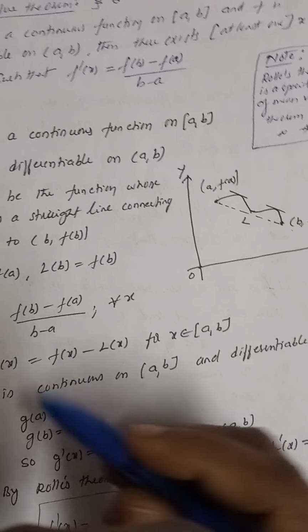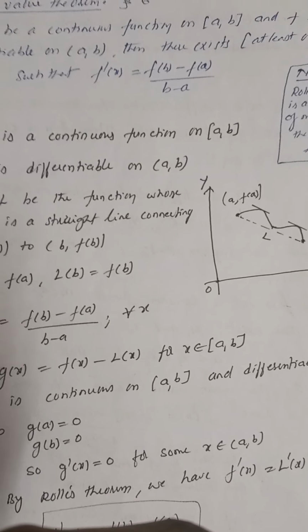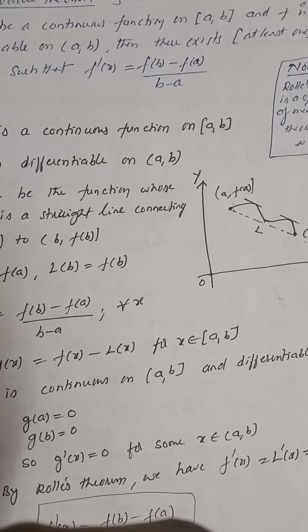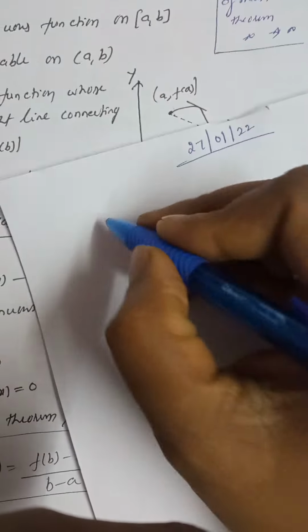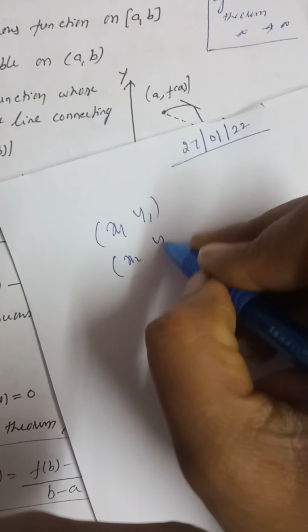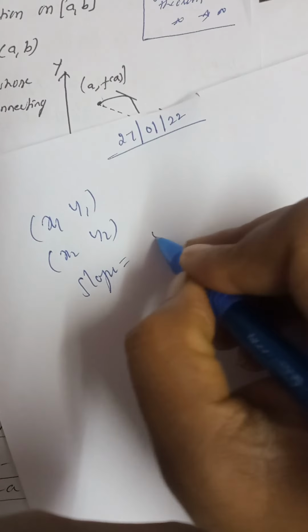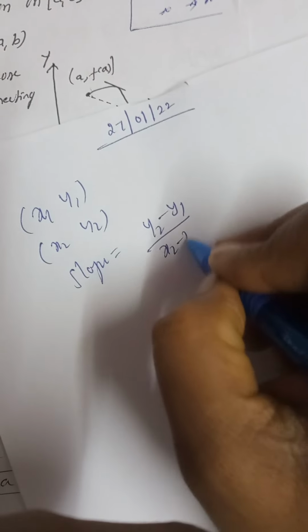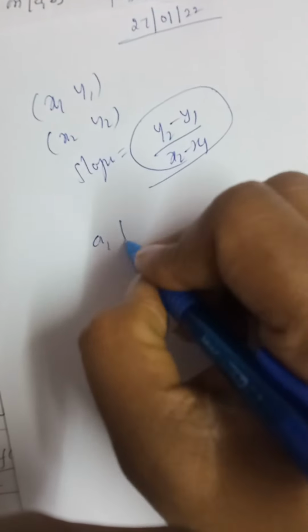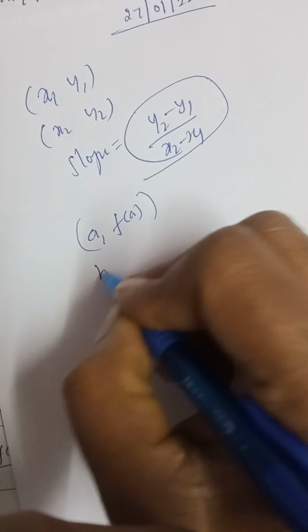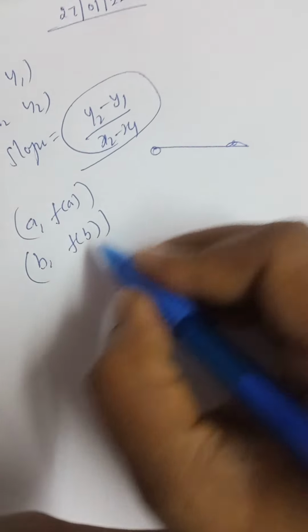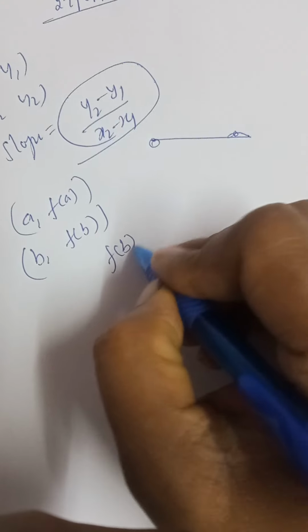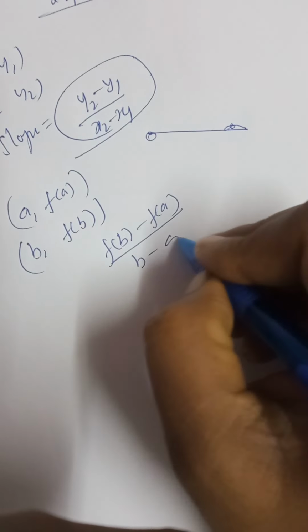Now L dash of x: since we know it is a straight line, we can find the differentiation of that straight line. That means if you differentiate it, you will get the slope of the equation. Suppose a line is passing through two points (x1, y1) and (x2, y2). The slope of this line is y2 minus y1 by x2 minus x1. Similarly, the line is passing through (a, f of a), the first point, and (b, f of b). The slope of this line is the y coordinate difference, (f of b minus f of a) by (b minus a).